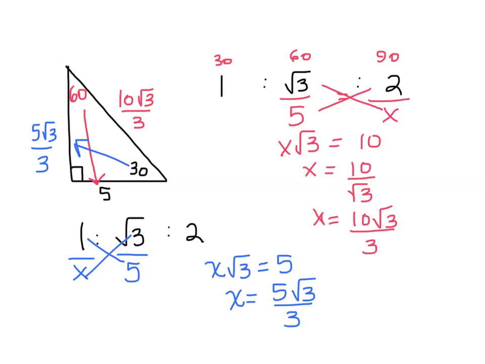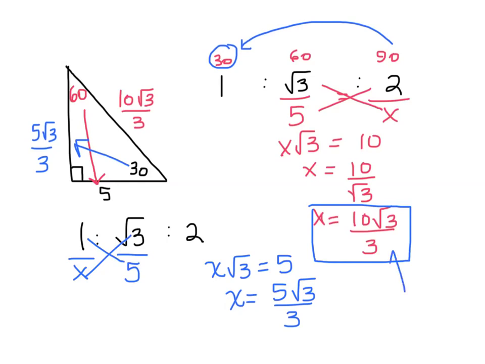Now, if this is the hypotenuse, I know that the 30 is 1/2 of the 90. So I really could have just taken this 10 radical 3 over 3 and divided by 2 to get back to the 30, or I can do all the math. It doesn't matter. It's completely up to you.